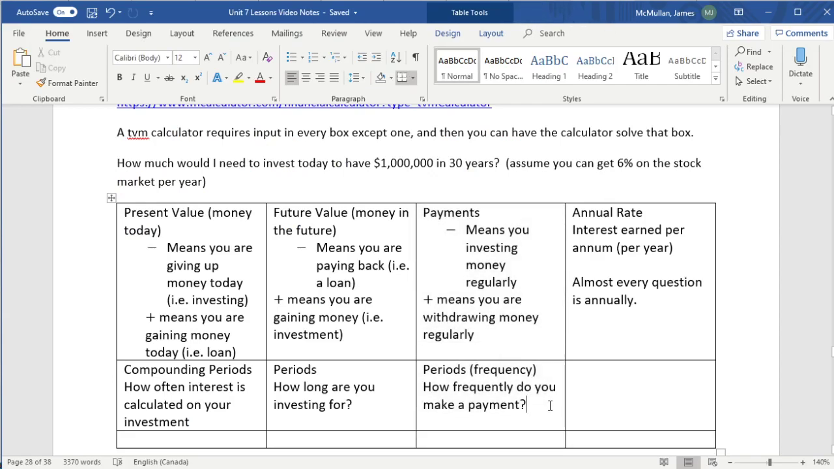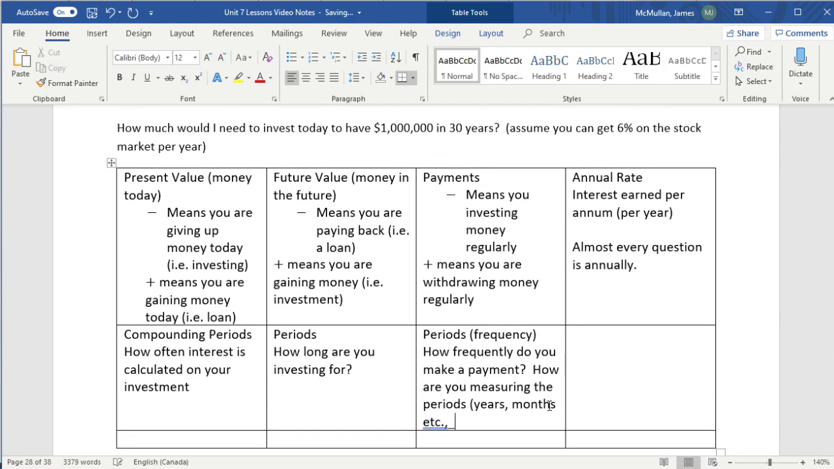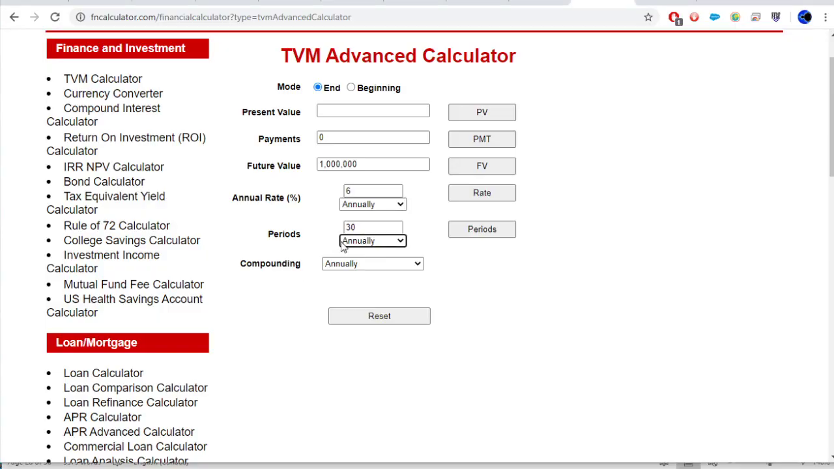So how frequently do you make a payment? How are you measuring the periods, like years, months, etc.? Okay, so again, in our question, we are investing for 30 years. I want to make sure I don't say 30 months, because 30 months would be a very different answer, right? I'm investing for 30 years. It's compounding once a year, and the rate is 6%. So how much money would I need today?